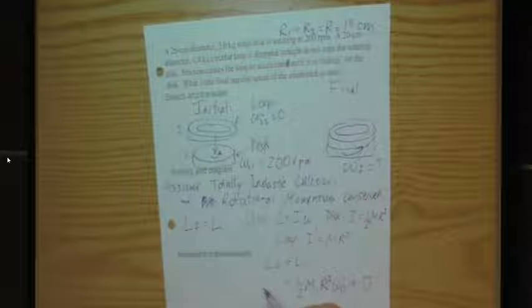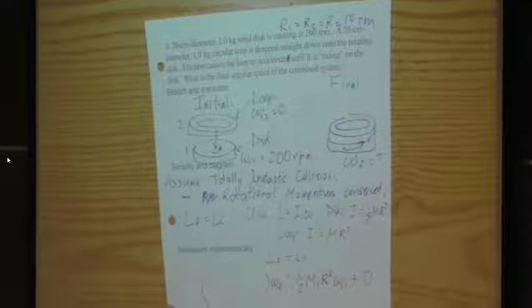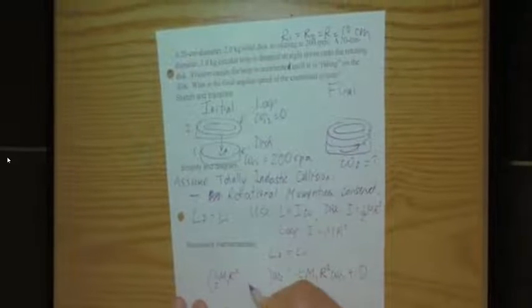And then plus the loop, which is not rotating, so it has 0. And then finally, they're both rotating together, so what we're going to have is the sum of their two rotational momenta. So I can say something like omega final times their 1/2 m1 r squared plus m2 r squared.